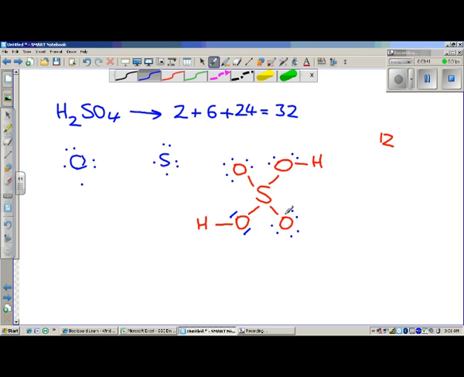Now, if you add all these up, that's 8. That's 16, that's 24, that's 32. I've actually used all my lone pairs. So you could argue this is a valid Lewis structure, and it actually is, it's just not the best one. And the reason why is formal charge.